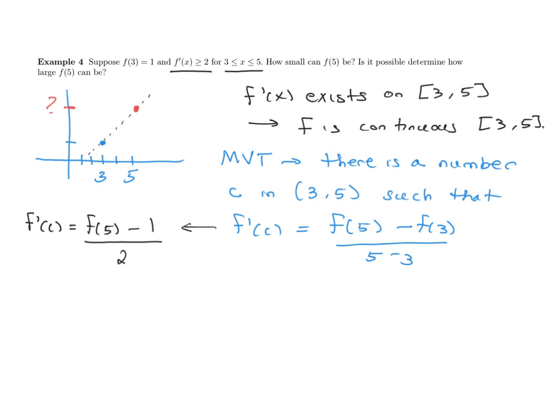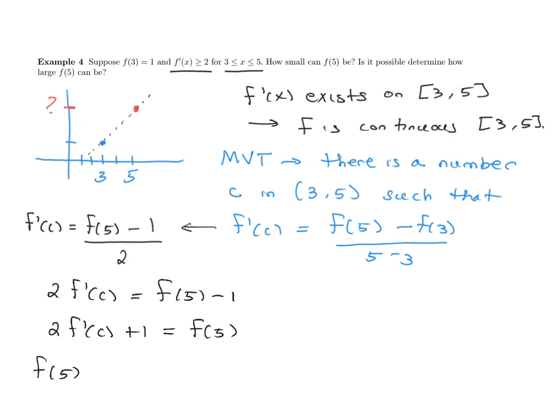Let's take this equation and solve it for f of 5, meaning I'm going to multiply 2 to the other side and then add 1. And I think I'll write it like this. 2 times f prime of C is equal to f of 5 minus 1, and therefore 2 times f prime of C plus 1 is equal to f of 5. Or, if I reverse this, f of 5 is equal to 2 times f prime of C plus 1.